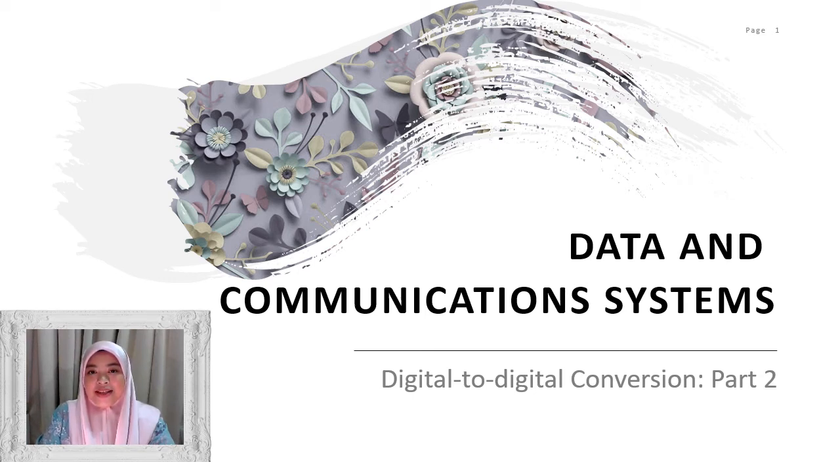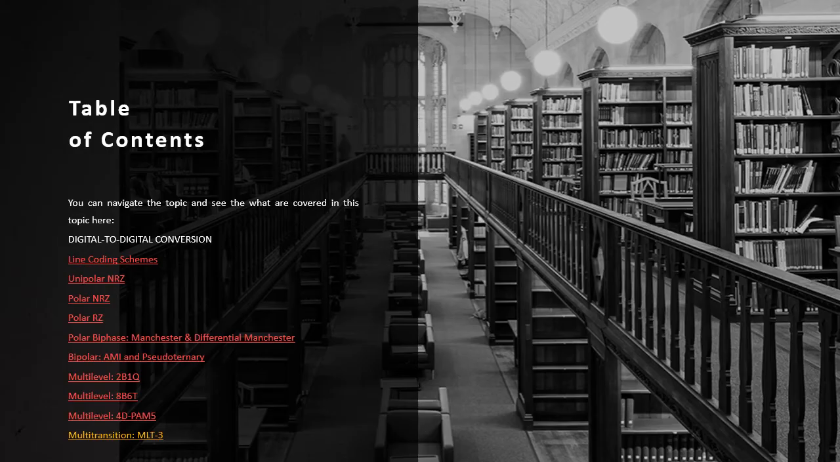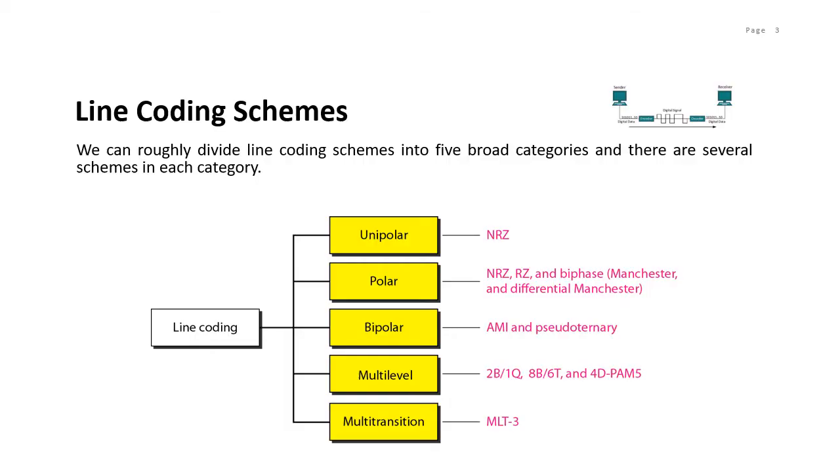In this video, we shall learn about the schemes and techniques that we use to transmit data digitally. First, we will discuss digital to digital conversion techniques. This is the method which converts digital data to digital signals. We will also learn about line coding and the different types of coding schemes. Here is the table of contents for you to navigate through this video.